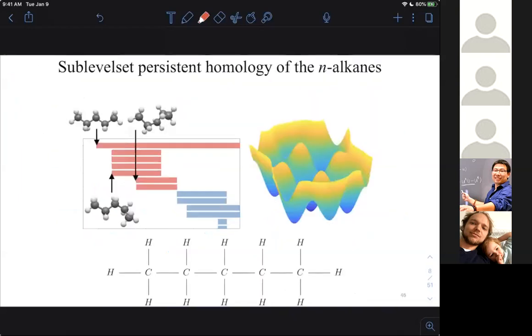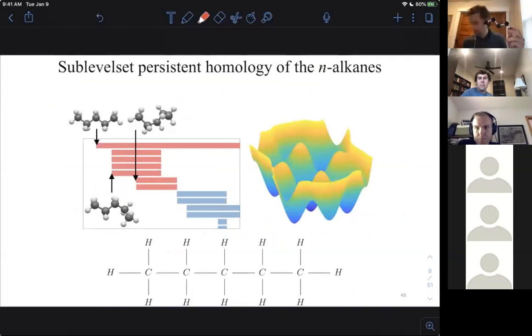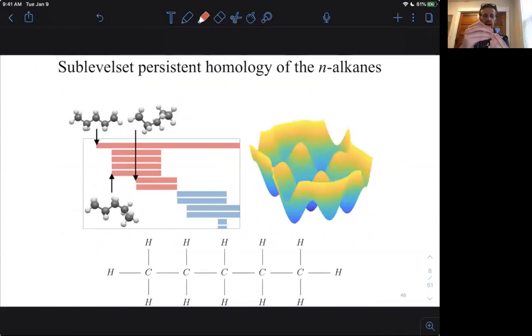So I want to give another example of this sublevel set persistent homology on a chemistry example. We're going to look at the n-alkanes. I lost my hydrogens. Okay, here are my carbons. Let me put 5 carbons in a string. Here are my 5 carbons. The carbons are all connected in a line segment. All of the interior carbons also have 2 hydrogens sticking off of them in blue.